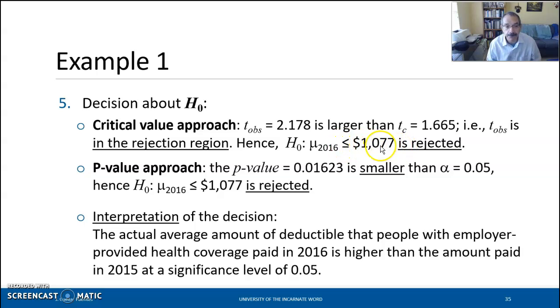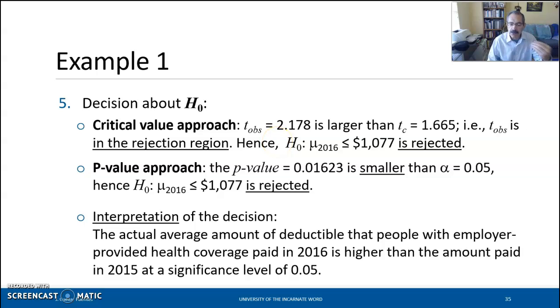1,077. If we go with the p-value approach, you see that the p-value is 0.0163, which is smaller than alpha of 0.05. So for that reason, we reject the null hypothesis, because the p-value is less than alpha. So we reject the null hypothesis that the mean paid in 2016 is less than or equal to 1,077.